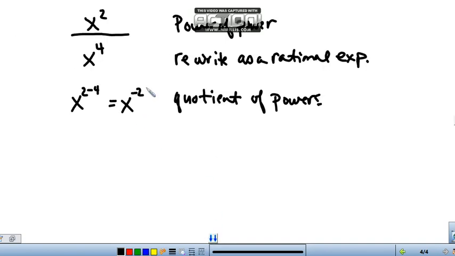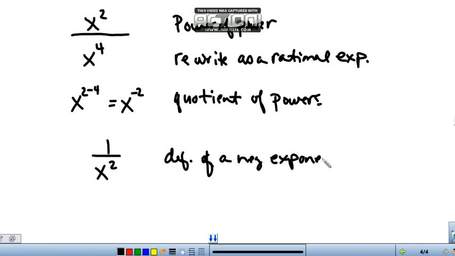Okay, for my final answer, I do not want to have a negative exponent, so I'm going to put that underneath a 1, make that 1 over x squared. And the reason for that would be definition of a negative exponent. Okay, so that will be my final answer for problem number 19.